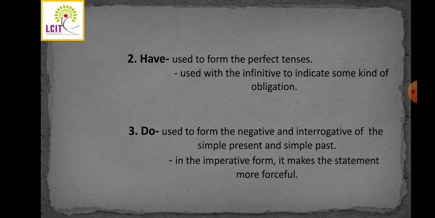Now the third and last primary auxiliary is do. So when do you use do? The main function of do is that it is used to form negative and interrogative of the simple present and the simple past. We all know what is present, we all know what is past, right? So do can be used either to interrogate something, to convert a sentence into interrogative form, or to make it into a negative form.